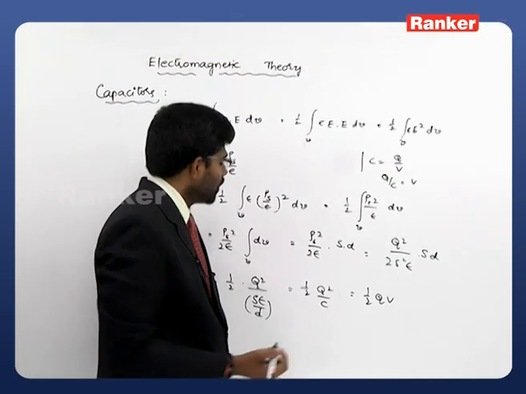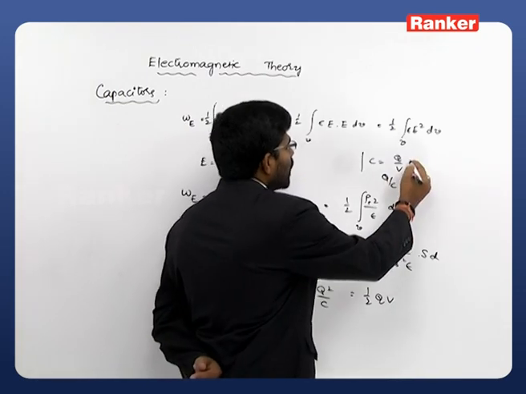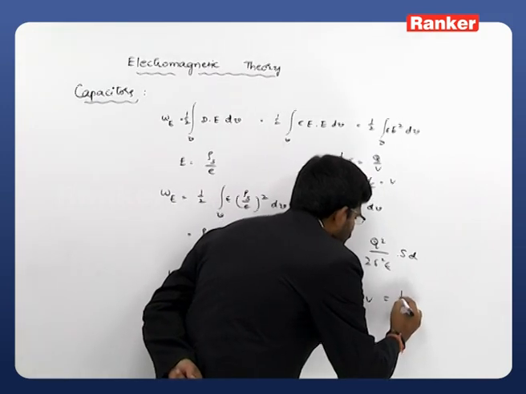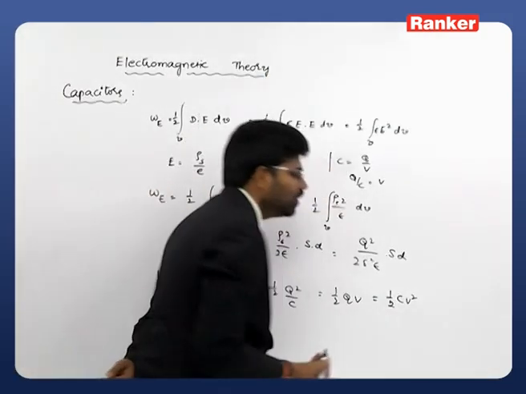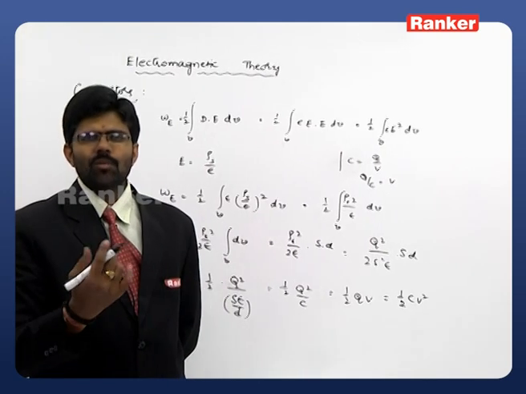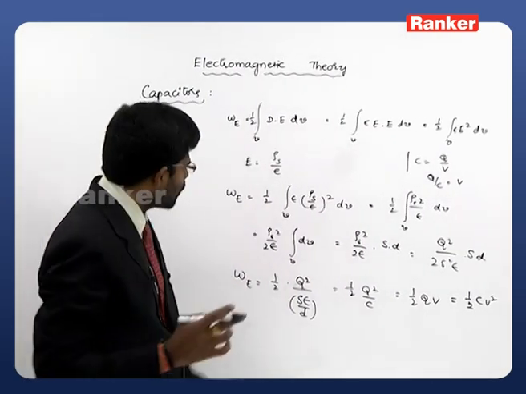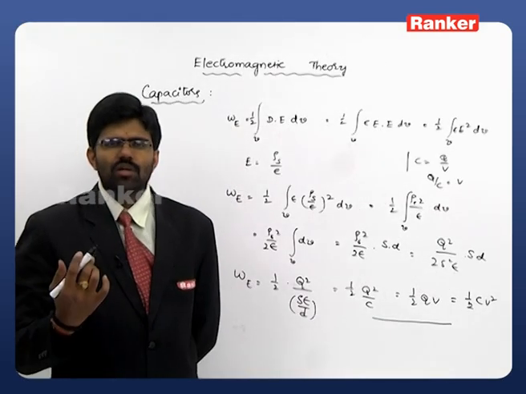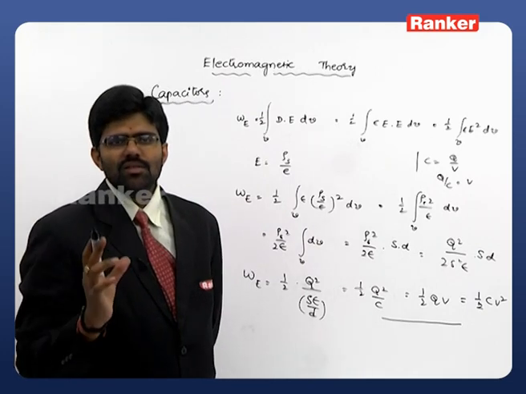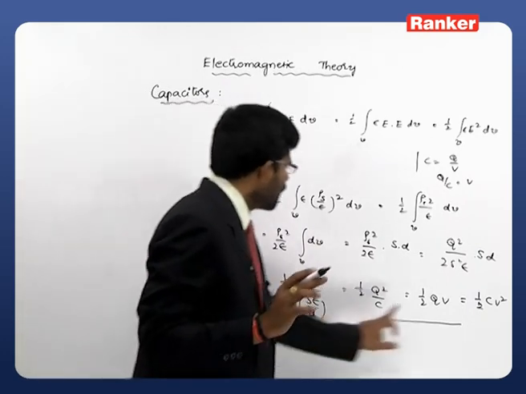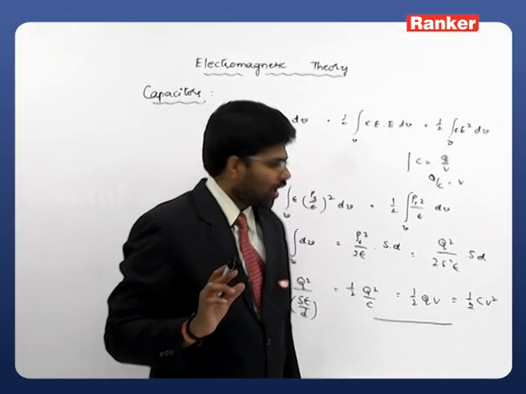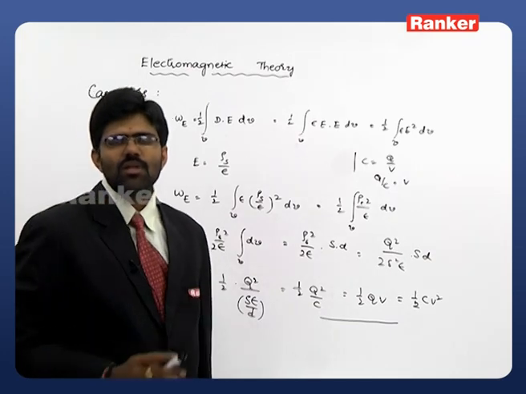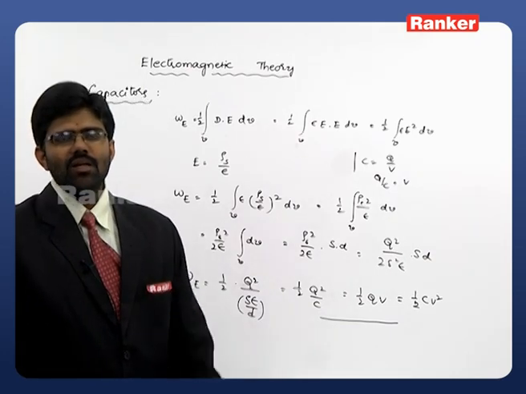Or if we want, we can write this equation once again, with Q replaced with CV. If Q is replaced with CV, the same equation can be written as 1 by 2 CV square. Right, whatever the equation may be, according to the requirement we need to modify it. The same equation is applicable for all capacitors. Whatever the capacitor we have, the total energy stored in that particular capacitor is 1 by 2 CV square or 1 by 2 Q into V or 1 by 2 Q square by C. Using this simple equation, we can find the total energy stored in a capacitor.